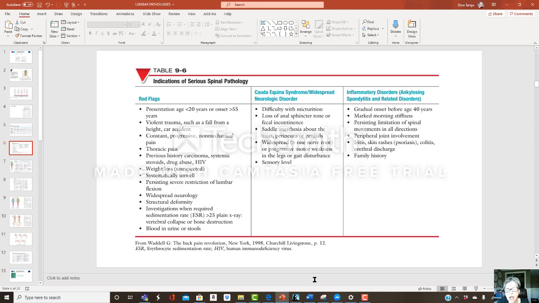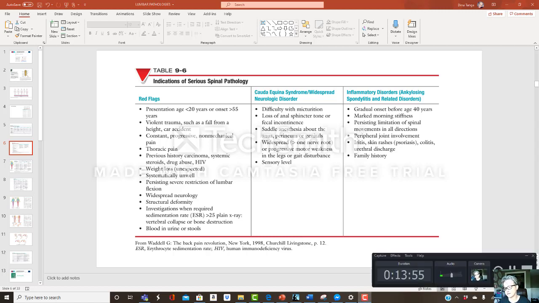Cauda equina syndrome. Widespread neurological disorder. Difficulty with voiding. Loss of anal sphincter tone or fecal incontinence. Saddle anesthesia about the anus, perineum, or genitals. Widespread, more than one nerve root, or progressive motor weakness, the legs, or gait disturbance. Sensory level. Okay, let me make sure I pause this time instead of stop.